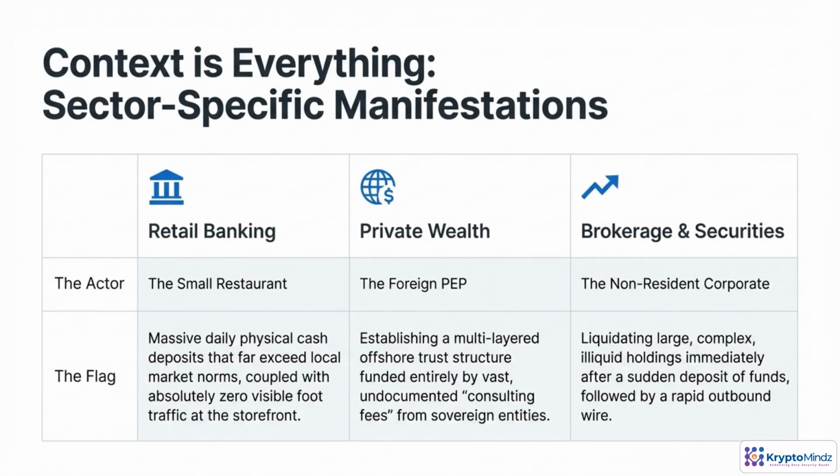The same core goal, moving illicit value, can look completely different across sectors. In retail banking, it might be unexplained cash for a supposedly quiet restaurant. In private wealth, it could be a foreign PEP layering offshore trusts with vague consulting income. In securities, it may be a non-resident corporate suddenly funding and liquidating complex positions, then wiring funds out. Your job is to read each pattern in its proper context.